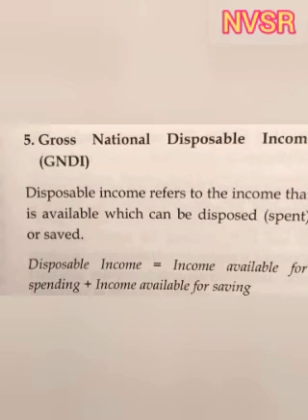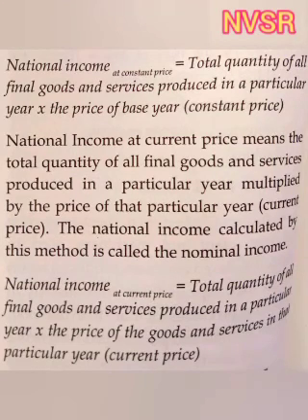The formula is written as follows. Net primary income from the rest of the world is net compensation of employees plus net property and entrepreneurship income. Hence, GNI equals GDP plus net compensation of employees from the rest of the world plus net property and entrepreneurship income from the rest of the world. The net primary income of the government is not accounted for in the above formula. The press note did not elaborate the reason for the same.